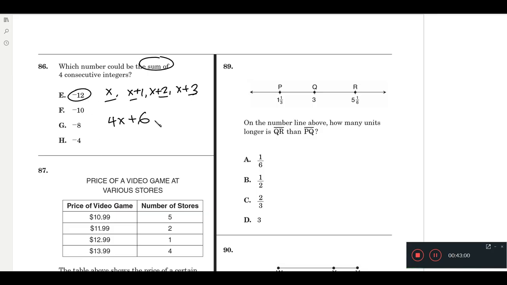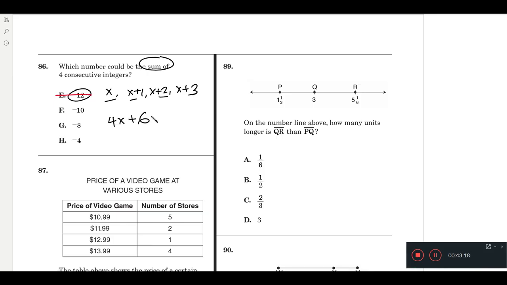So let's test it out. Let's say the first one is negative 12. You just subtract 6 and solve for x. So that's negative 18. If I divide by 4, am I going to get a decimal? Not divisible. So it's not an integer, so it can't be negative 12.